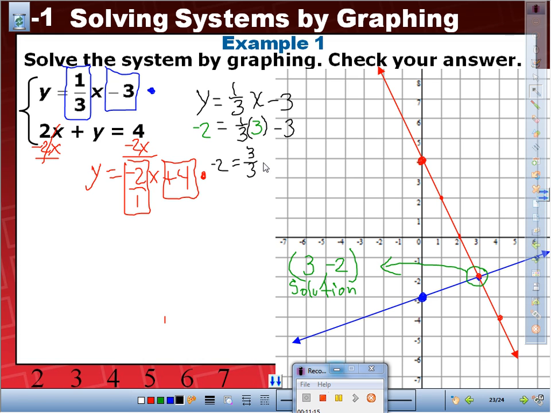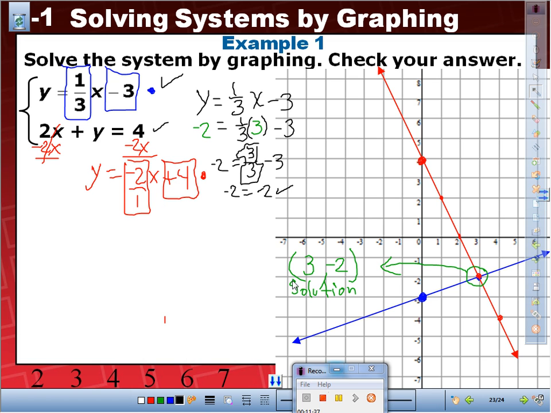I bring everything else down. And you said that this was a 1. That is correct. Negative 2. What is 1 minus 3? Is negative 2 equal to negative 2? Yes. So this made this equation true. So far it works for that one. But we need to check for the second one.